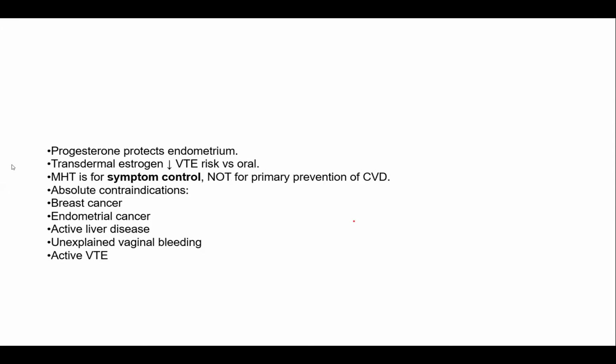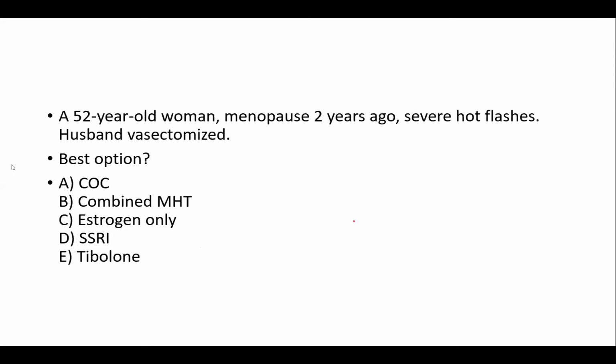So that's why if oral is contraindicated, you can even try transdermal, if the situation is like an obese lady or she has a family history of VTE. In those situations, we can go with transdermal estrogen. Okay. So absolute contraindications are any cancer, breast cancer, endometrial cancer, active liver disease, any unexplained vaginal bleeding or active venous thromboembolism.